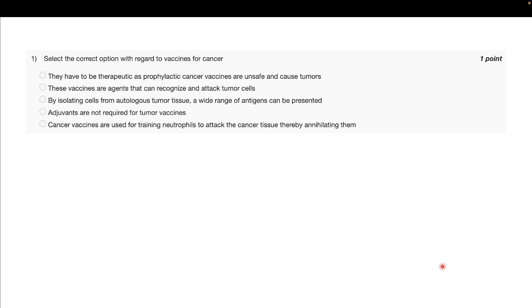If I'm going too fast, you can let me know and I can slow down a little. So the first question is, select the correct option with regard to vaccines for cancer. We have 5 different options, so you can take your time in reading the options and let me know if anybody knows the answer.